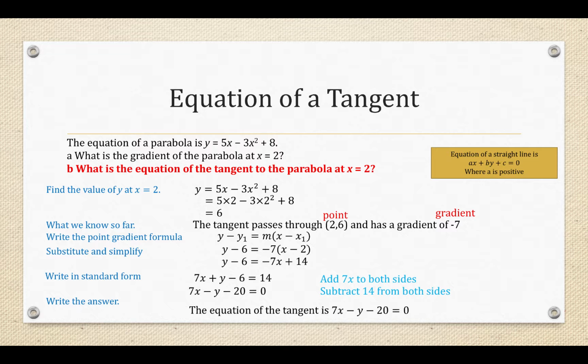Now just to show you what that looks like, this is a graph of our original equation and its tangent. So you can see how the tangent touches the curve at one point only and it doesn't cross over.